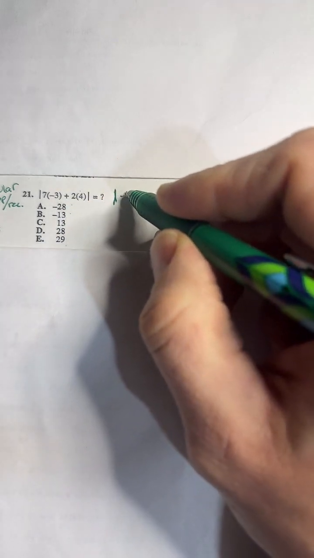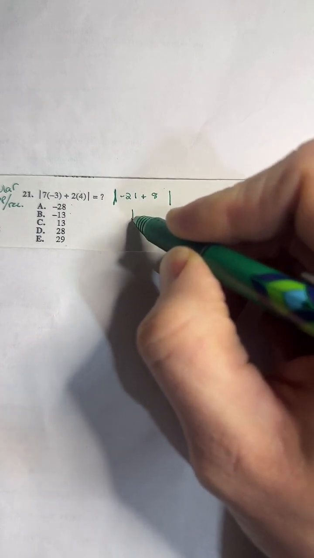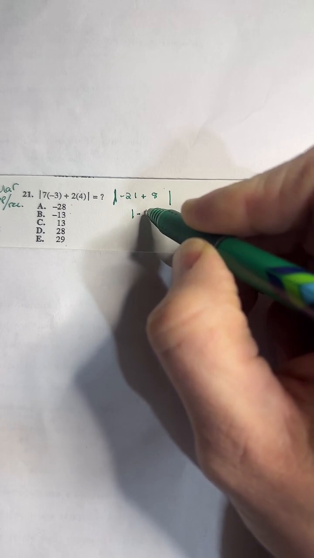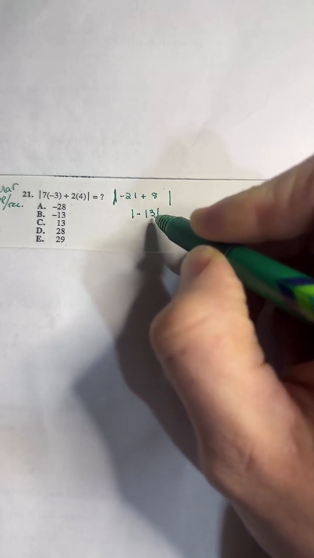So I get negative 21 plus 8, so then I get negative 13, absolute value. So what is the distance or the absolute value of negative 13? That's going to be C, positive 13.